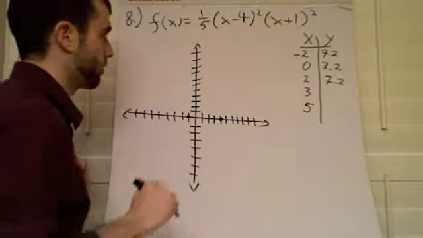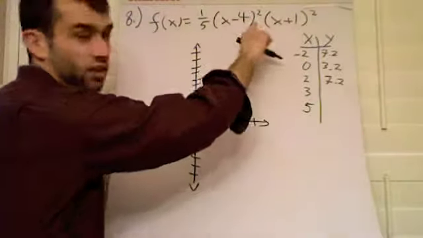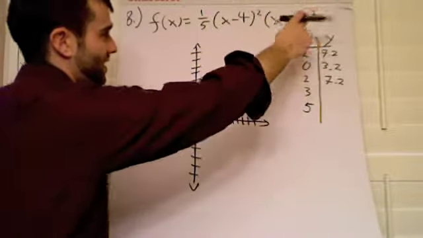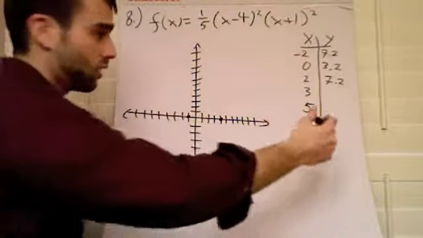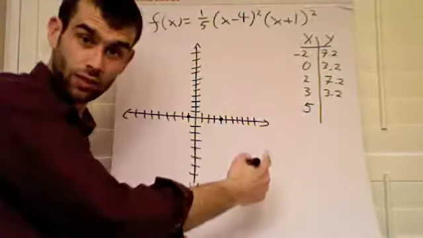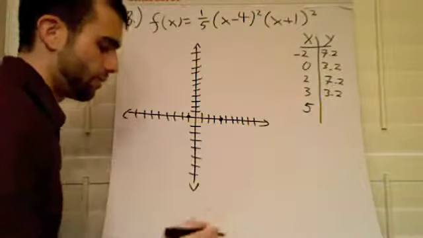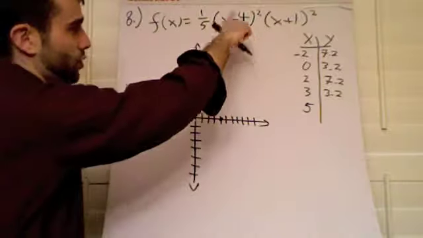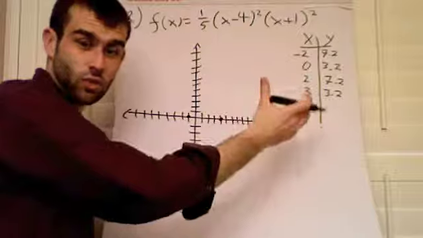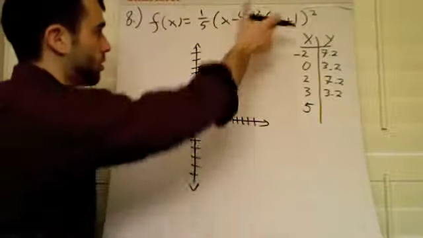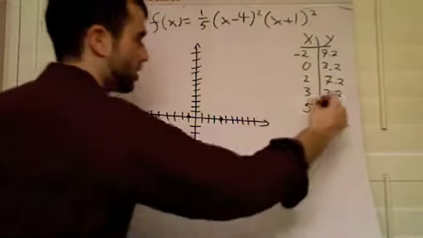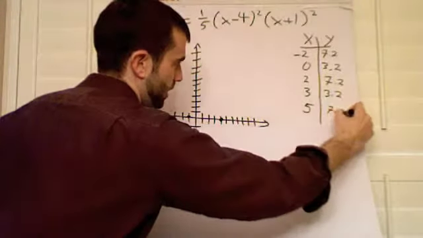Okay? Now, 3. 3 minus 4 is negative 1, negative 1 squared is 1. 4 squared is 16, 16 over 5 is again 3.2. Notice we've got a pattern here, okay? And no negatives. Now, last one, 5. 5 minus 4 is 1, 1 squared is 1, 5 plus 1 is 6. 6 squared is 36. So 36 times 1 divided by 5. 36 over 5, again, is 7.2. That's right.